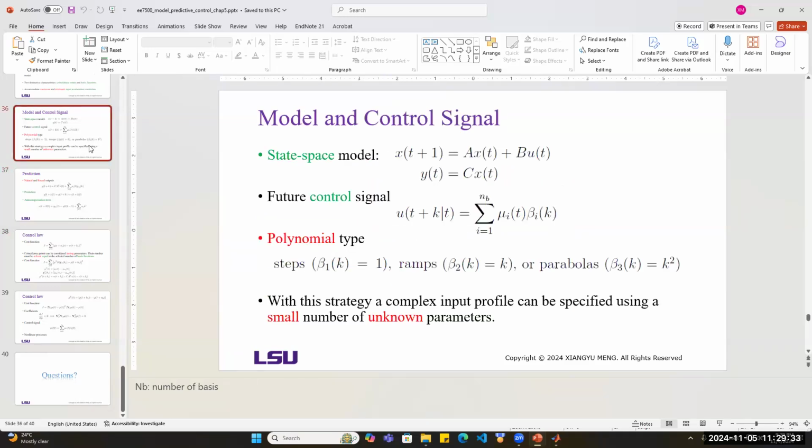Then let's assume we use a polynomial type basis function. Let's assume N_B here is 3. We use 3 basis functions: steps, ramps, and parabolas.